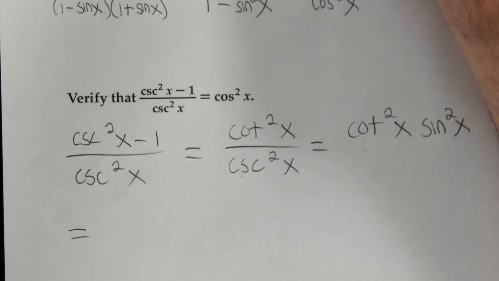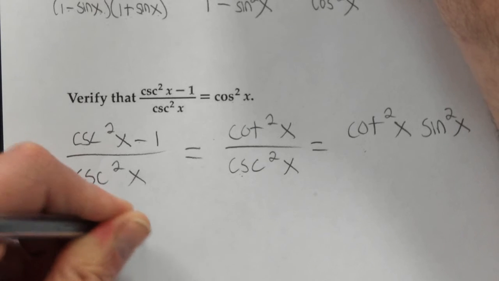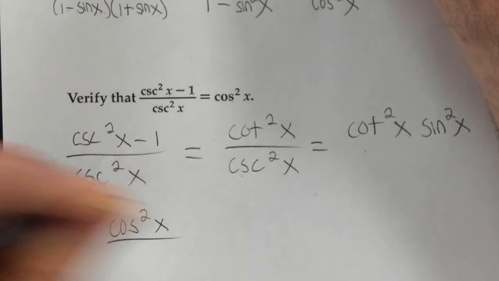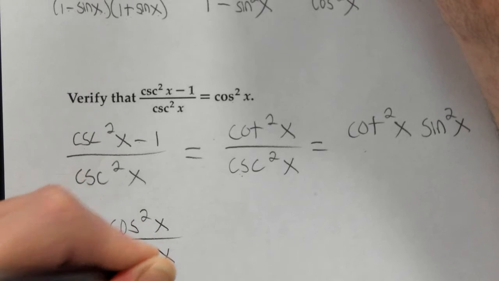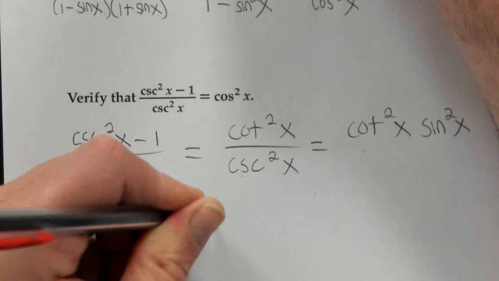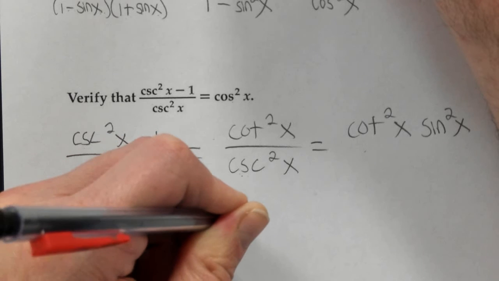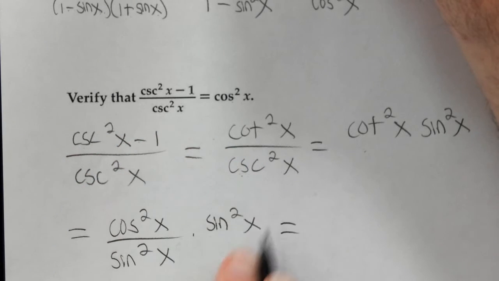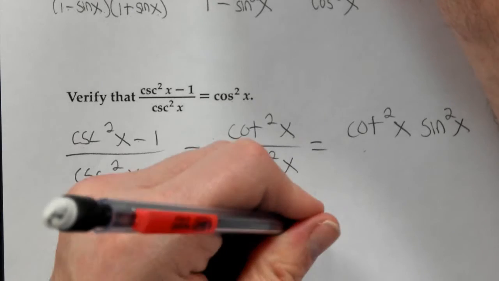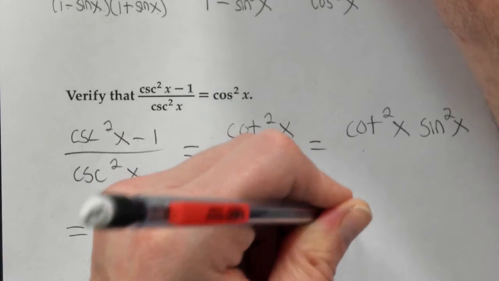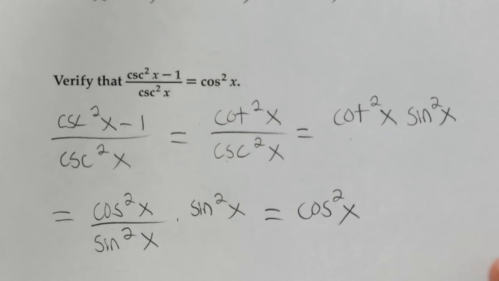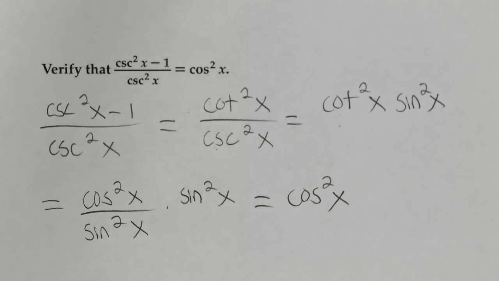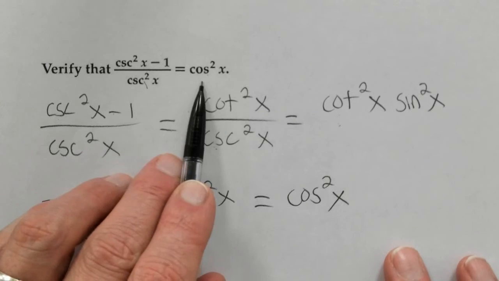So cotangent squared would change to cosine squared over sine squared times sine squared x, which works out great since that cancels out and leaves me with what I am trying to arrive at, cosine squared x. And then there you go. So like I say, you just keep going and try to put the puzzle together so that you can rearrange this and change it to what you're trying to get to.